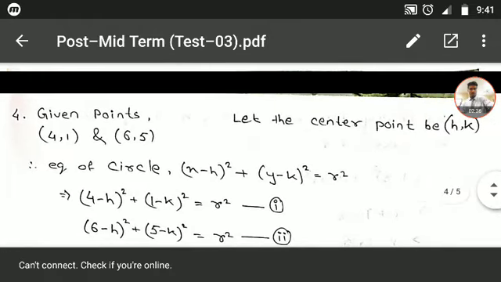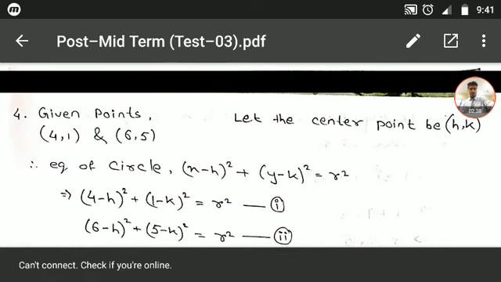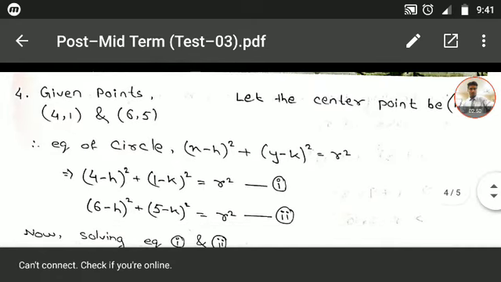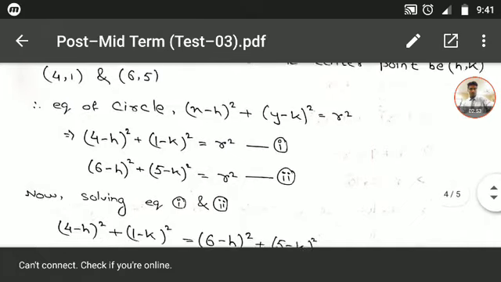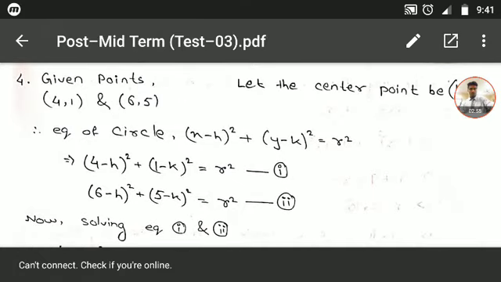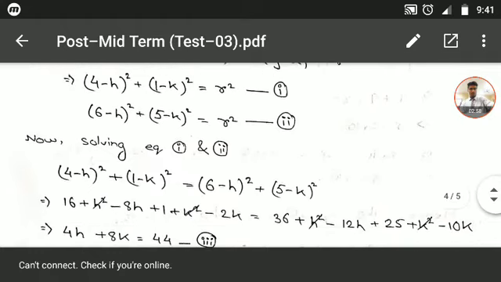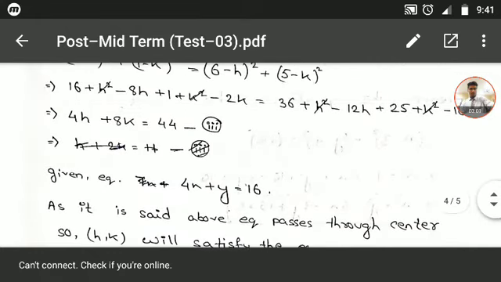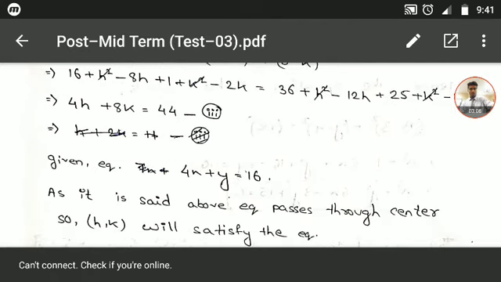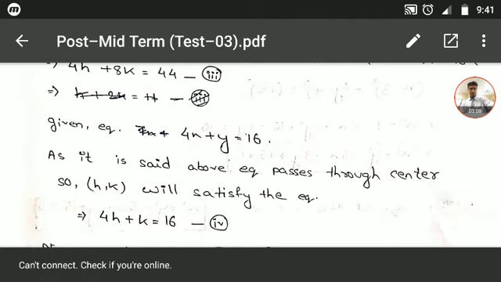You should know that (x minus h) whole square plus (y minus k) whole square is equal to r square is the equation of a circle, and they have already told that 2 points are passing through the circle and the center lies on a line which has been given to you. So once you put the points with h and k instead of x and y, you will get equation 1 and 2, and since both are equal to r square, you get one equation as 4h minus 8k is equal to 44 as equation 3. And then they have also told you that 4x plus y is equal to 16 is the line where the center lies.